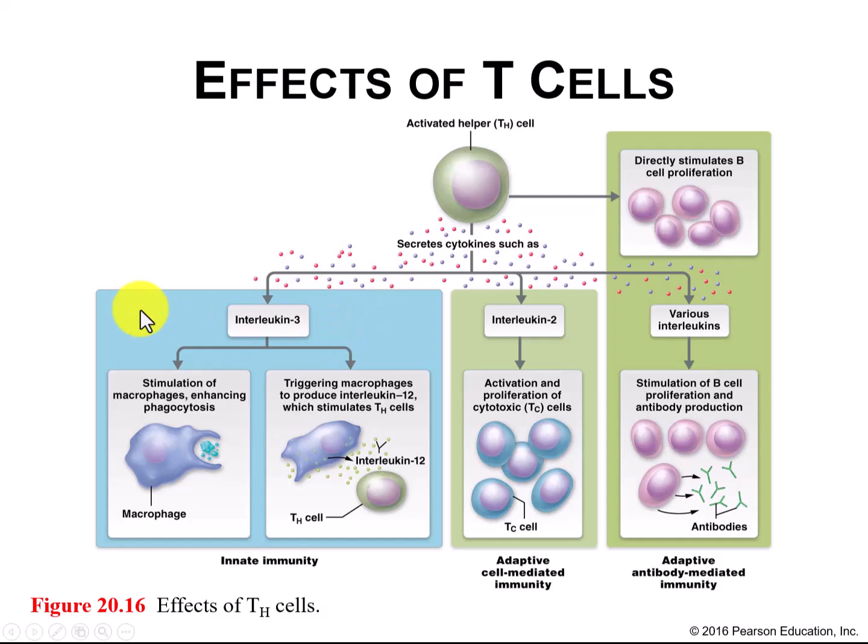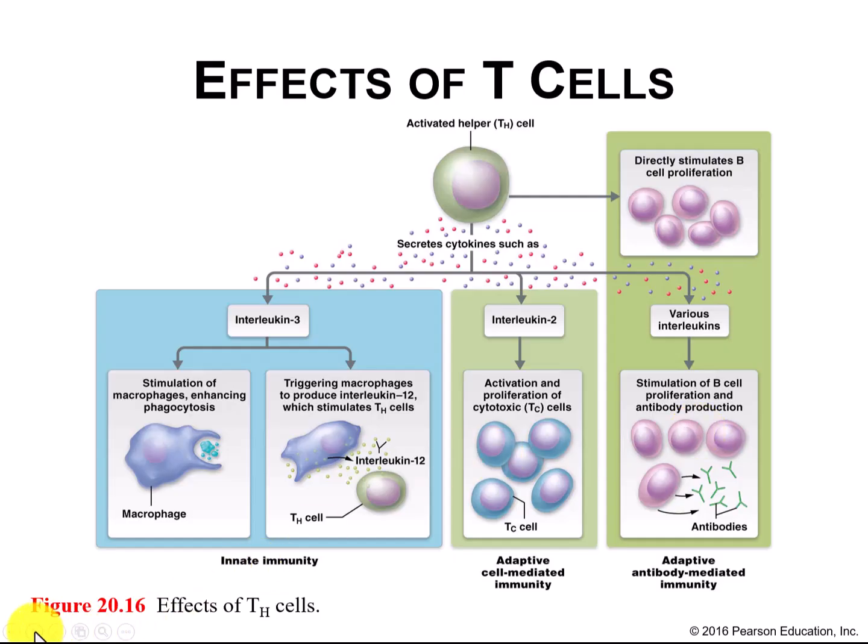proliferate. So interleukin 3 is going to enhance the innate immunity by enhancing phagocytosis and by triggering the macrophages to make interleukin 12, which then stimulates T helper cells and creates kind of like a positive feedback loop. Interleukin 2 causes activation and proliferation of cytotoxic T cells, and all the other various interleukins are going to stimulate B cells to proliferate and make antibodies.